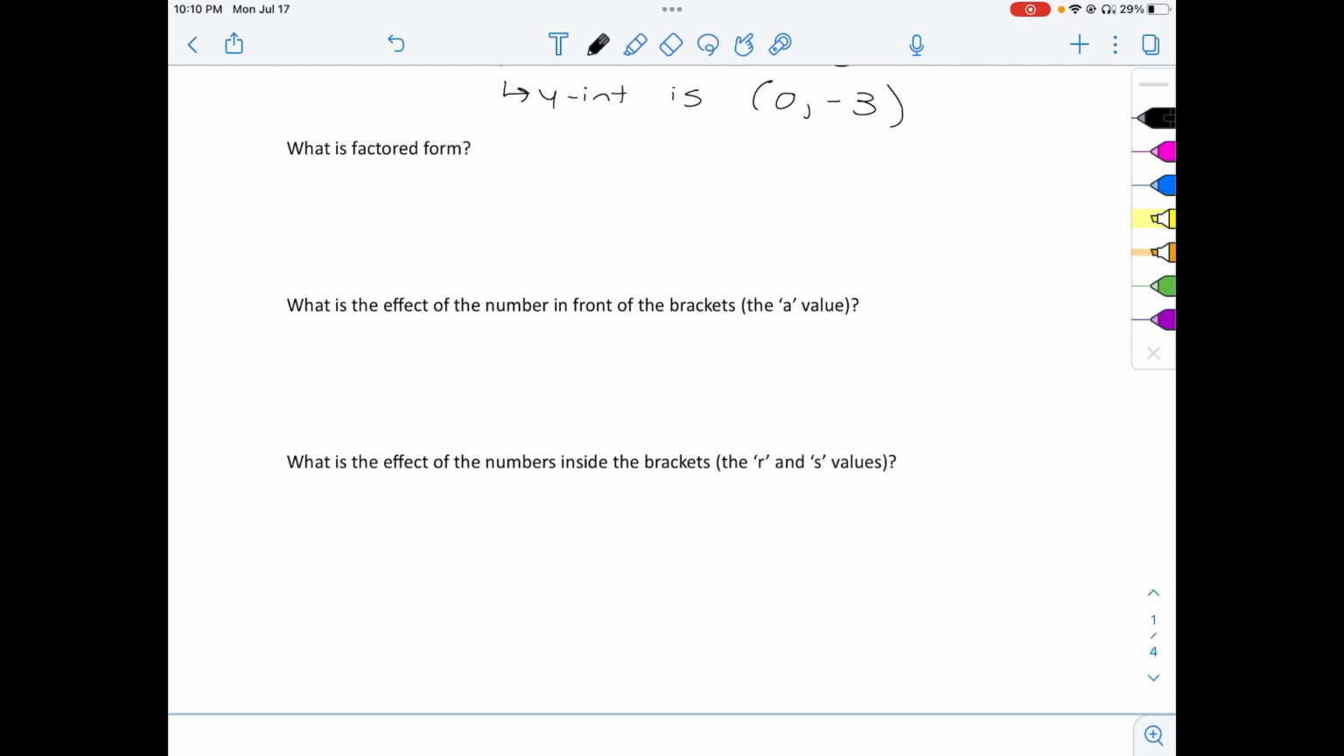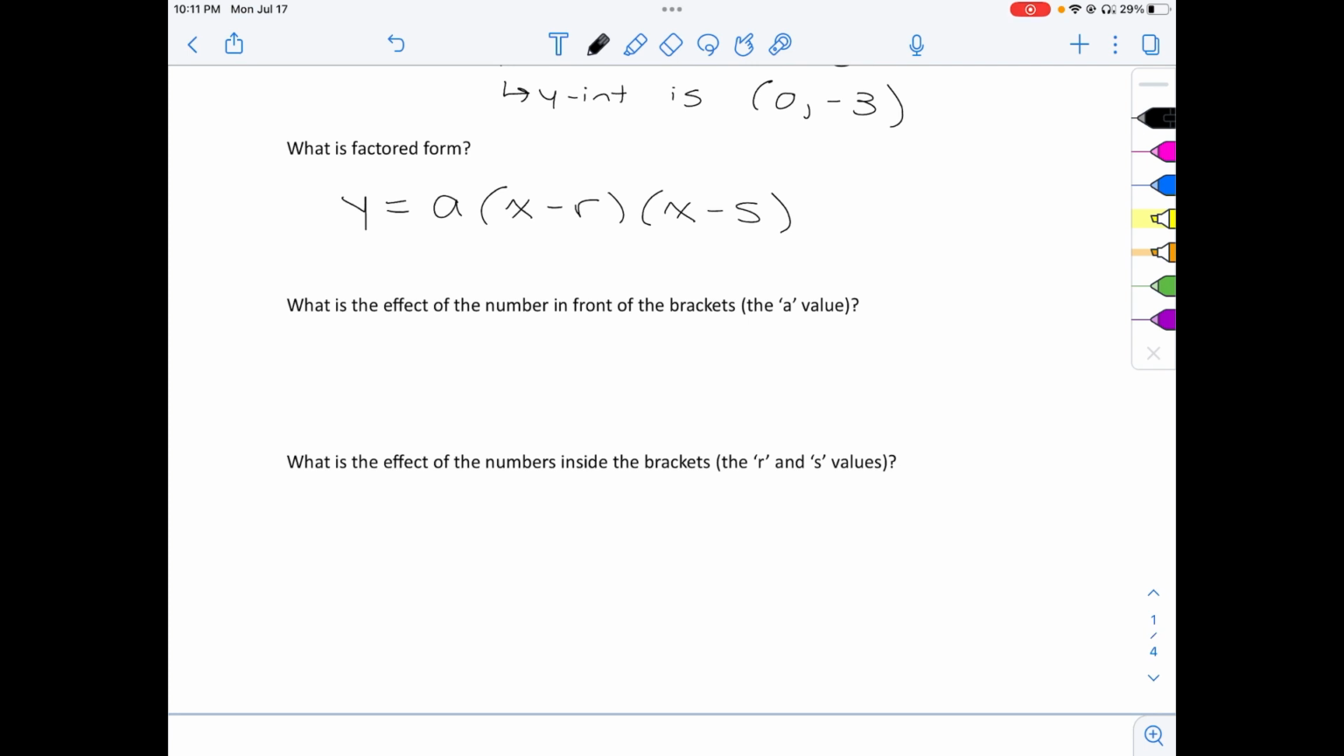And factored form looks like this: y equals a times (x minus r) multiplied by (x minus s). Okay, so it might not look like this would be a quadratic because you don't see the x squared term. However, if you were to expand these brackets by multiplying using the distributive property, which we will look at in the next video, there would be an x squared term. Okay, so y equals a multiplied by (x minus r) multiplied by (x minus s).